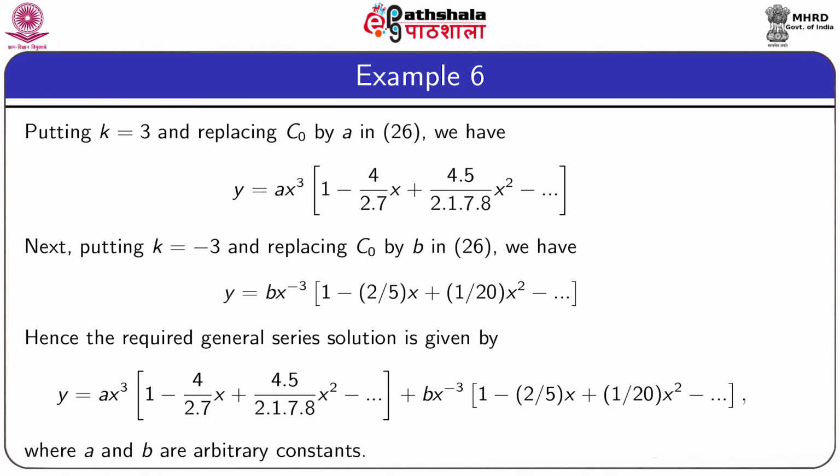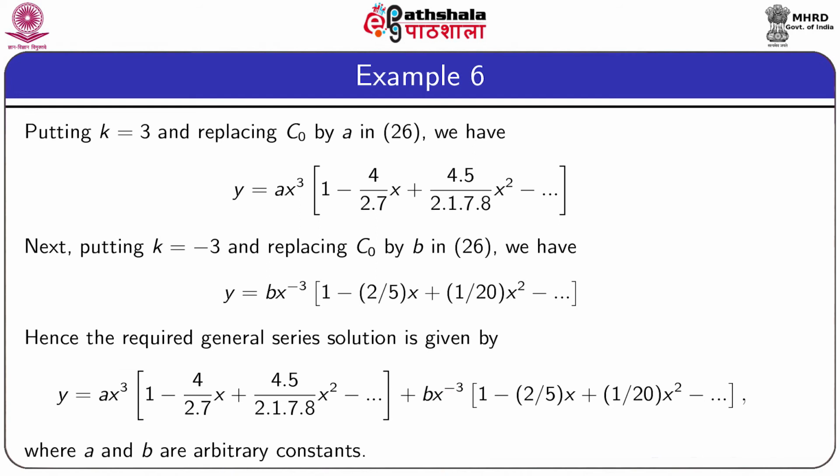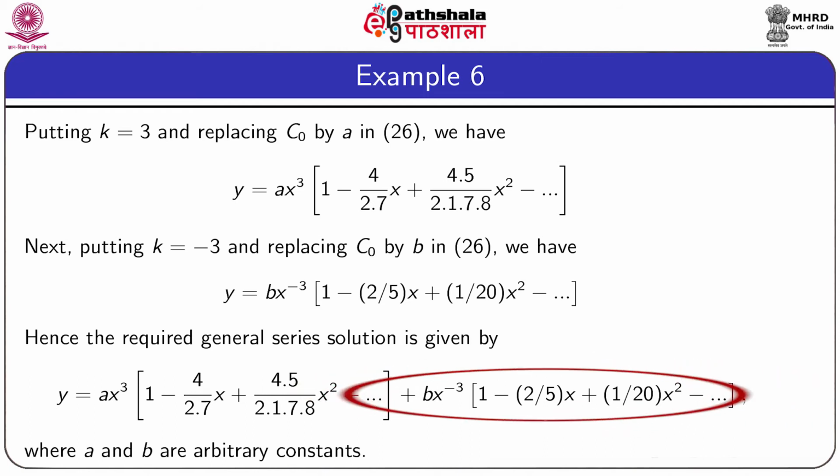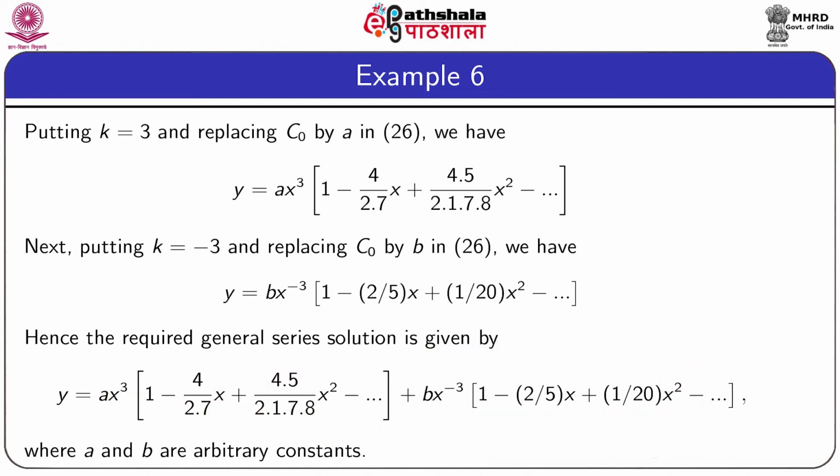And hence, our required series solution is given by y equal to a x cube multiplied by 1 minus 4 by 2.7 into x plus 4.5 by 2.1.7.8 into x square minus and so on, plus b into x to the power minus 3 multiplied by 1 minus 2 by 5 x plus 1 by 20 x square minus and so on, where a and b are arbitrary constants.